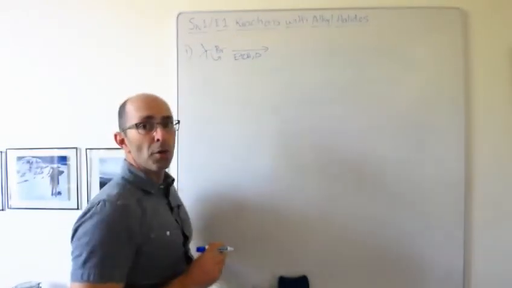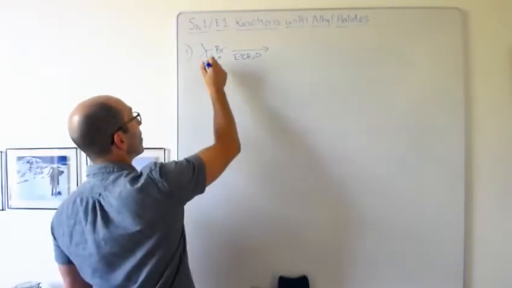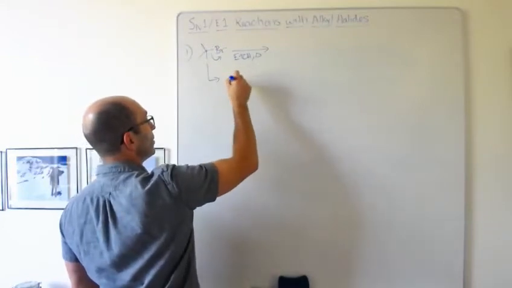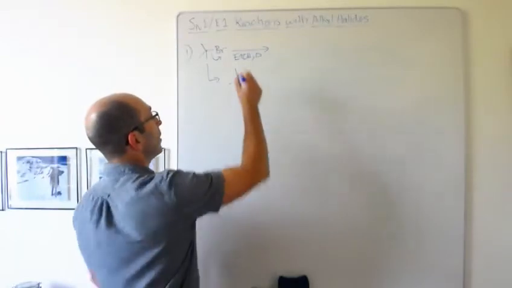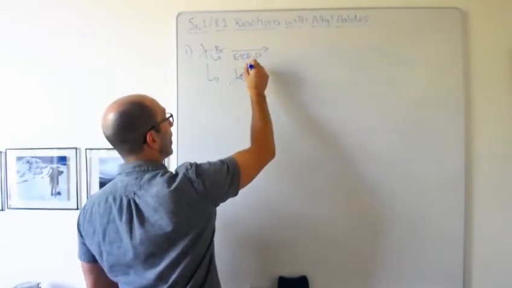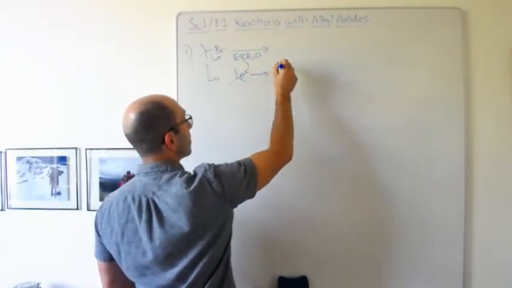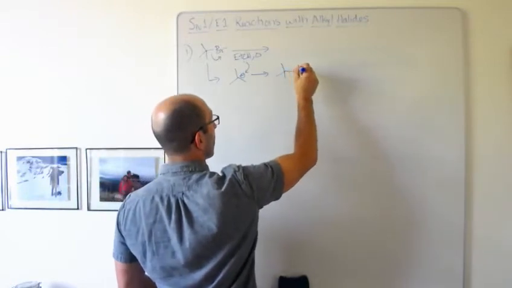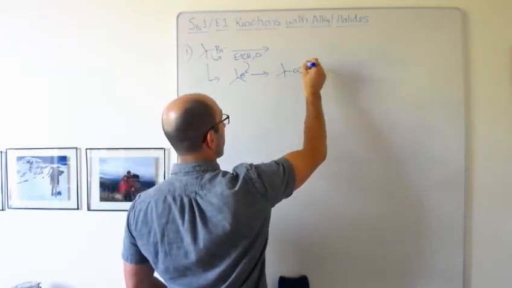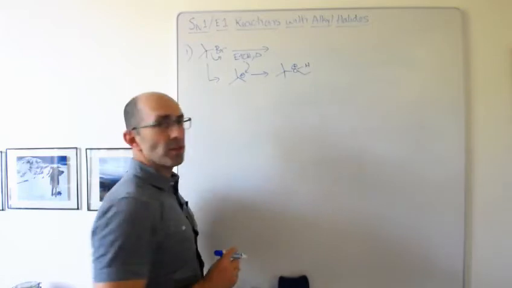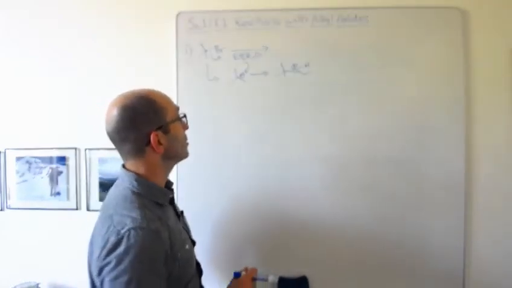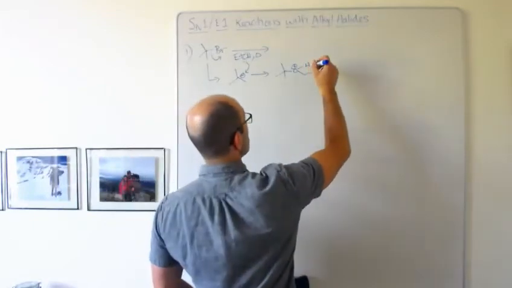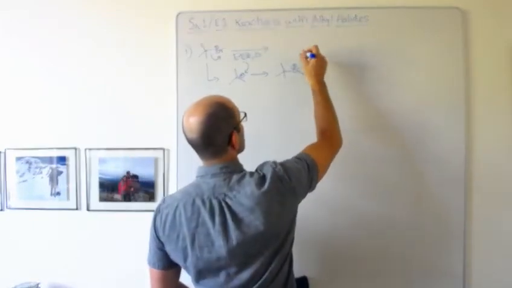So first, we're going to break the carbon-bromine bond. That's going to yield a tertiary carbocation. Ethanol can then attack that carbocation. Right, that's going to give us another cation where we have a positive charge on oxygen. Right, and then that's going to enable us to get to our final product.